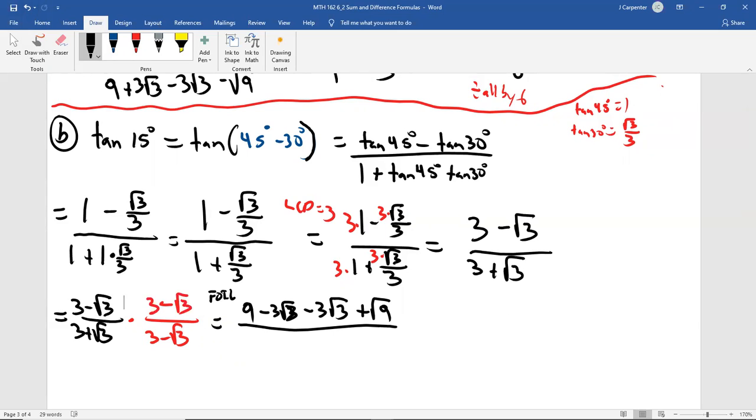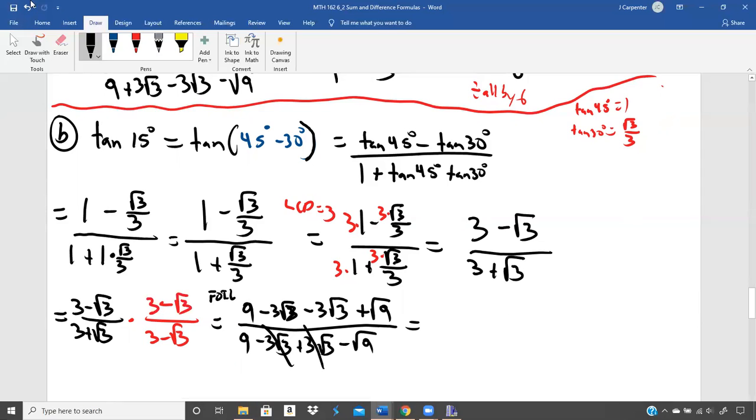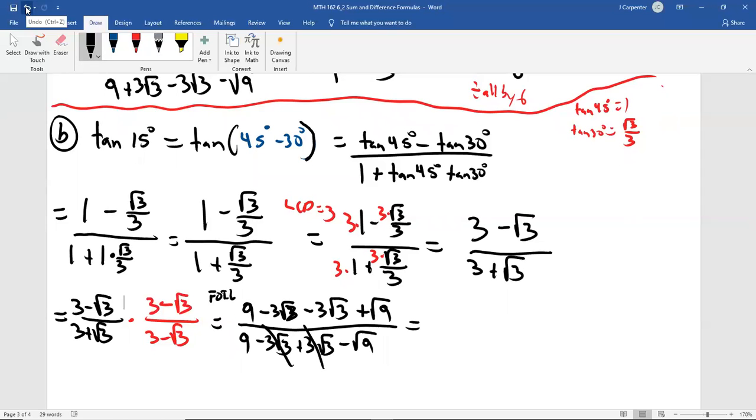3 times 3 for the first is 9. All these 9's cancel. No, don't try and do that. Maybe they do, maybe they don't. Just depends on what happens everywhere else. The outer is a negative 3 square root of 3. The inner is a positive 3 square root of 3. The last is positive square root of 3 times negative square root of 3, which is negative square root of 9. The outer and the inner will cancel. Again, I'm going to erase the cancellation symbol. You can keep it in your notes, but I'm trying to have something for students later.